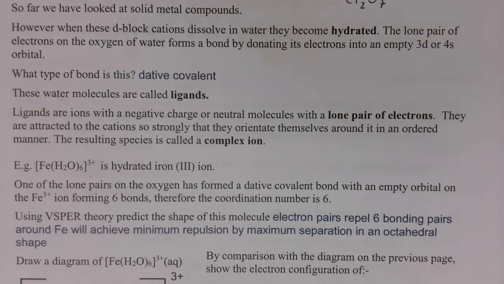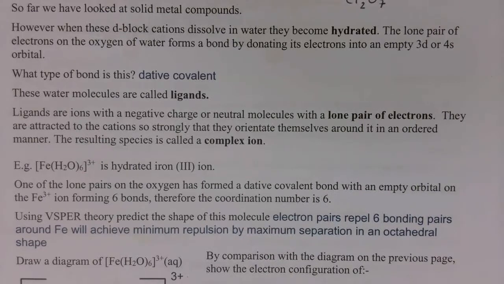The lone pair of oxygens on the water molecule can form a bond by donating its electrons into those empty 3d or 4s orbitals. Now, this type of bonding is called a dative covalent bond, with both of the pair electrons coming from one donor atom. And these water molecules are called ligands. So ligands are compounds or ions with a lone pair of electrons, and this is what we call a complex ion.